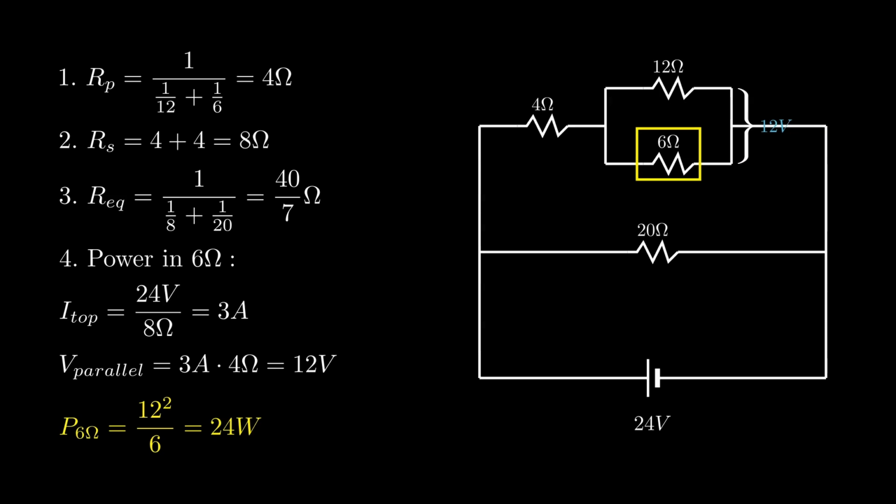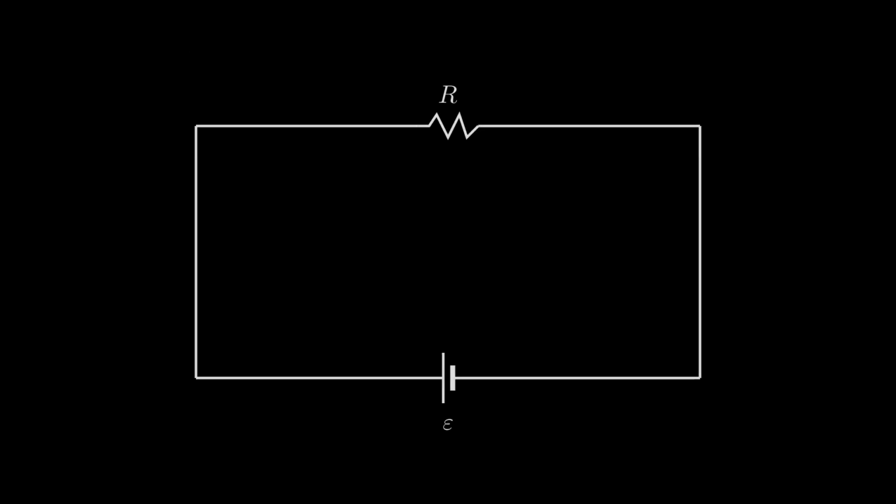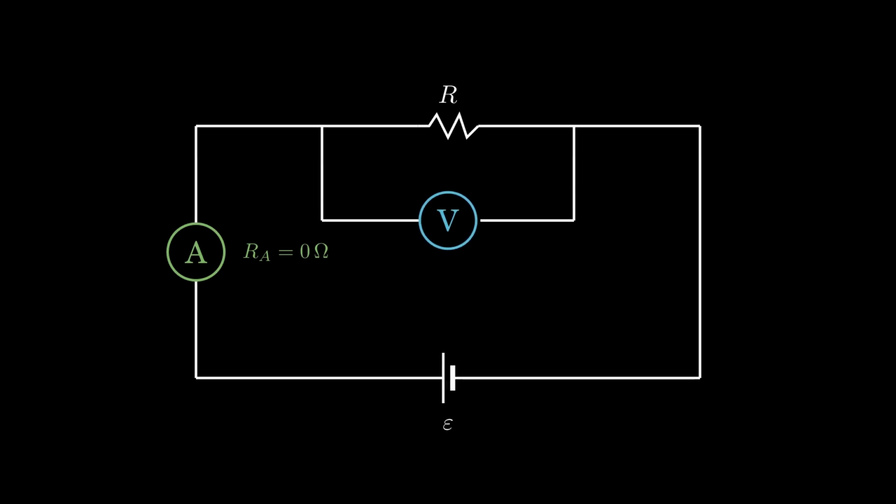To move on, we can discuss how we measure these in practical setups. To measure current, we use an ammeter, which is connected in series. In order to allow the full flow of current, an ideal ammeter has zero resistance. To measure potential difference, we use a voltmeter, which is connected in parallel. An ideal voltmeter has infinite resistance so that it takes no current.